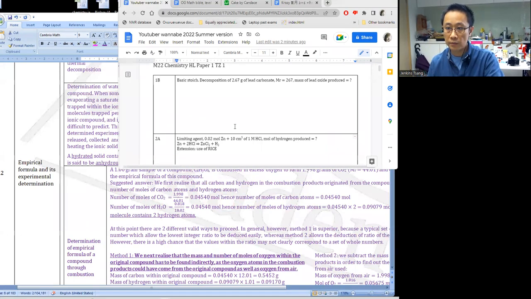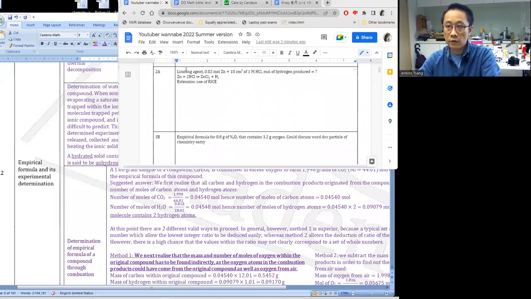Moving on, question 2 is about limiting versus excess. Zinc plus hydrochloric acid, the quantities are given as such, so 0.02 moles of zinc. While for the acid, they give you the volume and concentration. They also give you the balanced equation. They're asking for the number of moles of hydrogen produced. I'll just use the RICE approach, which I also showed in the Timezone 2 paper. RICE for reaction: Initial, Change, and then End.